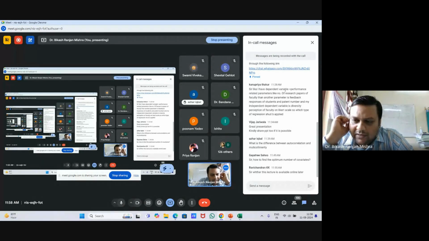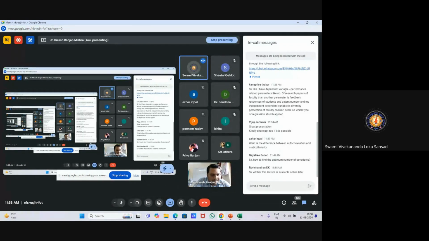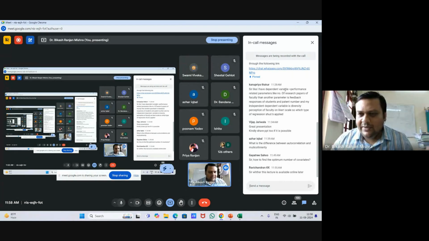Even if I am not that clear with respect to how many variables are there, whether the student is present right now. Miss Kanupriya Thakur, is she available? Kanupriya, if you are there, just unmute yourself and speak, please. Kanupriya is not there. Okay, so in that case, whatever little bit I understood.